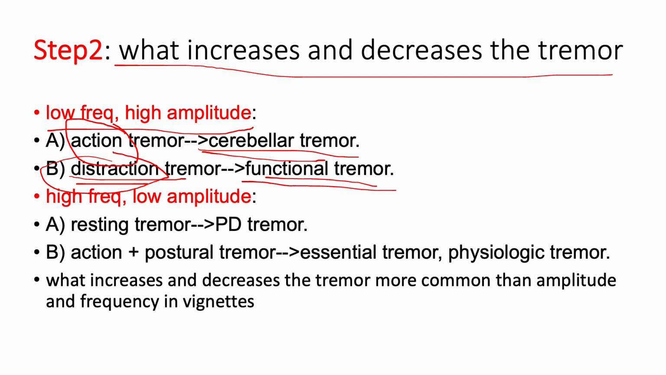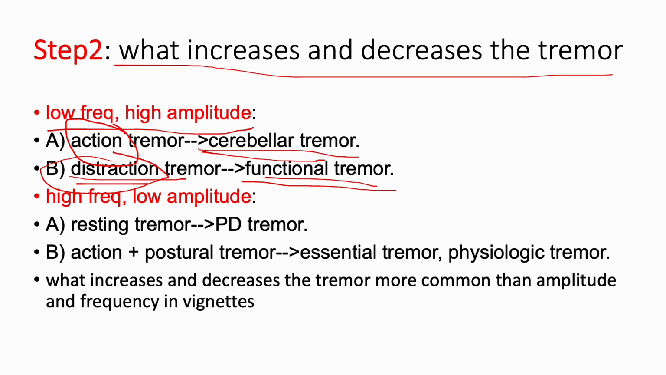Whereas if you see in the question stem that, for example, the tremor ceases, so stops, if the physician starts to ask questions to the patient who is concentrated in answering that question, this means that the tremor is a distraction tremor, and the distraction tremor has only one etiology, which is the functional tremor.